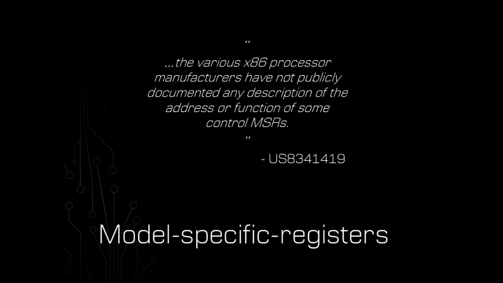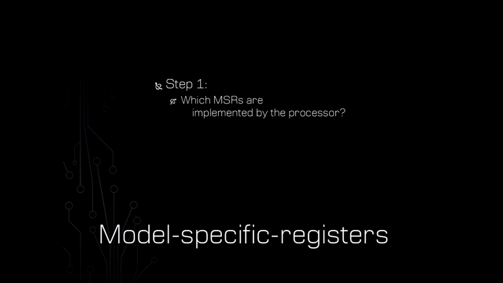So going back to that original patent I talked about, they do mention that the various x86 processor manufacturers have not publicly documented any description of the address or function of some of the control MSRs. So that leaves us in a bit of a conundrum. If we don't have any documentation for which MSR we're looking at, how are we going to find the one that activates these secretive features? So step 1, it seems, would be let's just figure out which MSRs are implemented by the processor. Ignoring any documentation or anything else like that, let's figure out which MSRs actually exist on the processor.